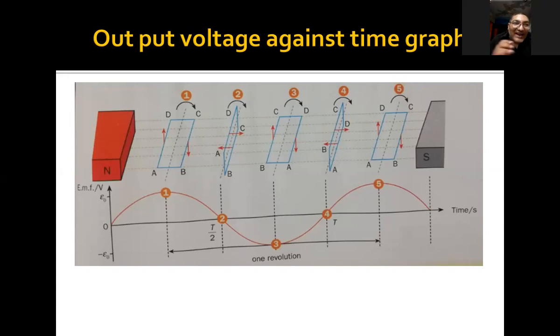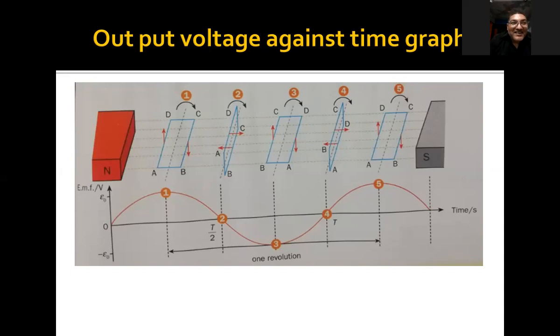If you look at the AD side, it is going downward. It is going vertically downward. And the magnetic lines are flowing from north to south. They are horizontal. They are going from left to right. So the AD side is cutting the magnetic lines. So the EMF will be induced in that side.